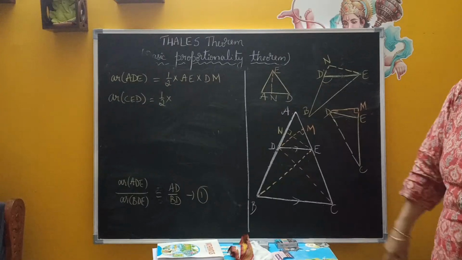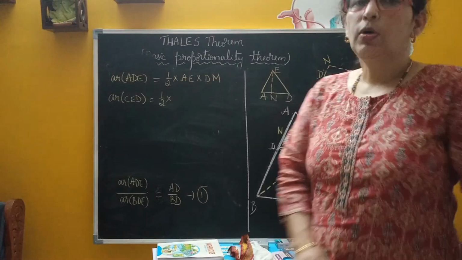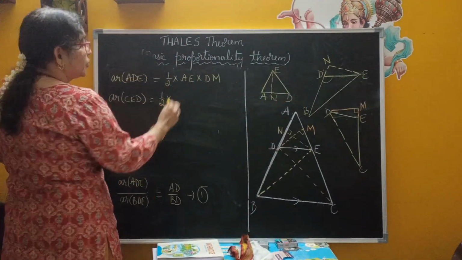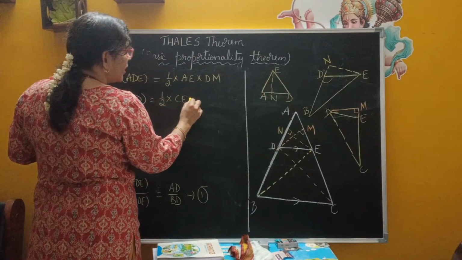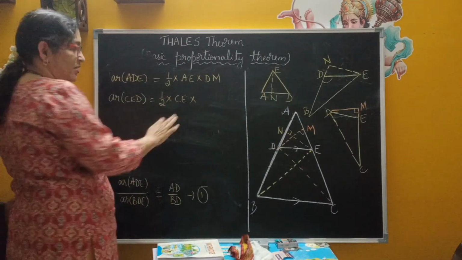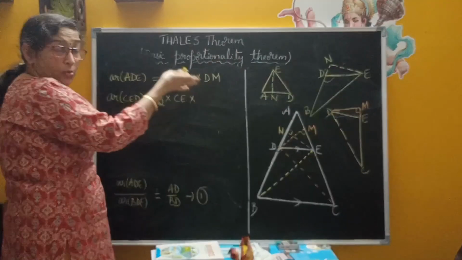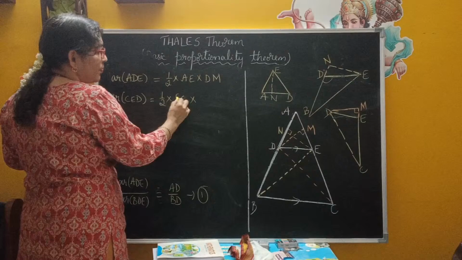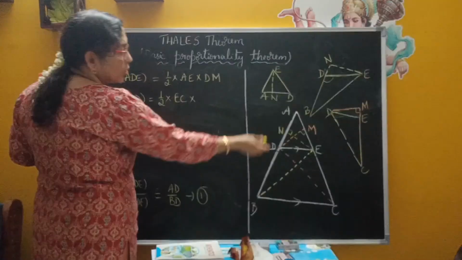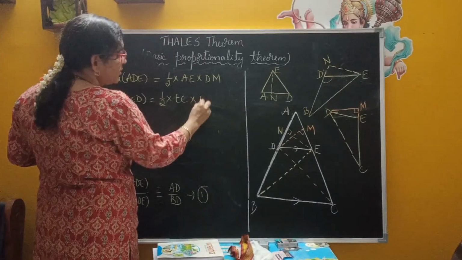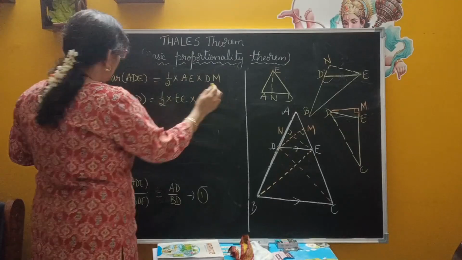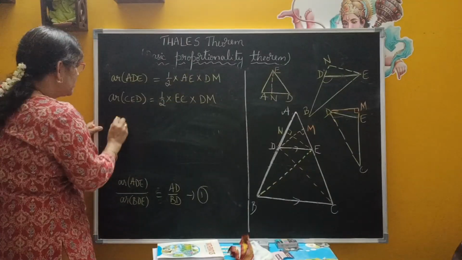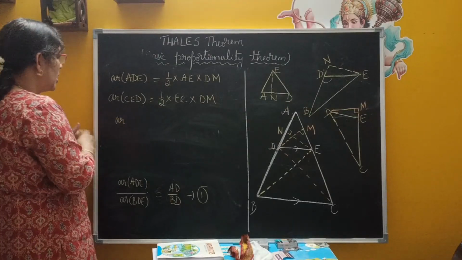Obtuse angle triangle. So it is equal to half into, which is the base? CE is the base now, or EC also we can write, because in the to-prove statement we have written EC. So let it be like that only. EC into, yes, which is the height? Height is DM. So let us now divide these two.